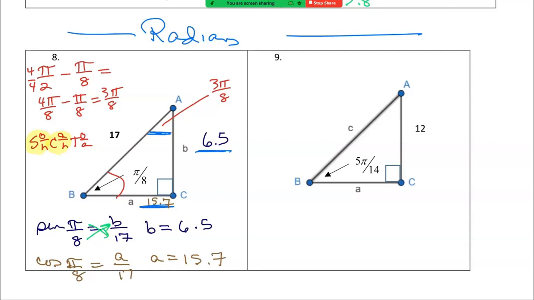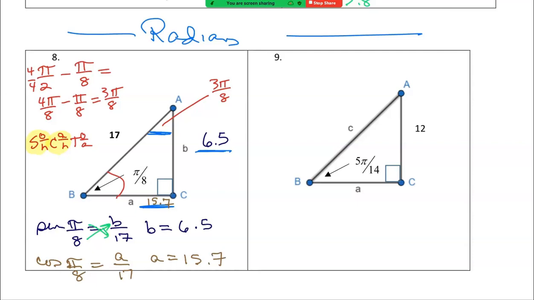Clearly, 3 pi over 8 has to be bigger than pi over 8, and it makes sense because 15.7 is bigger than 6.5. Remember, big angles generate big sides. So that all seems reasonable, and I can go on to the next problem.